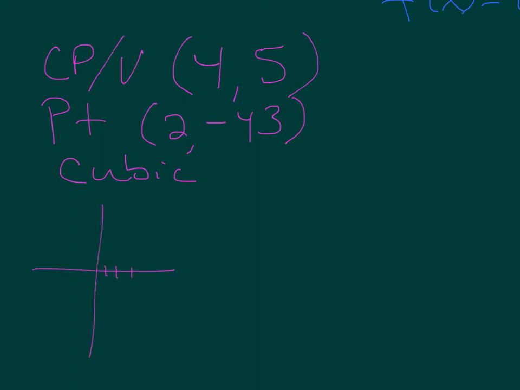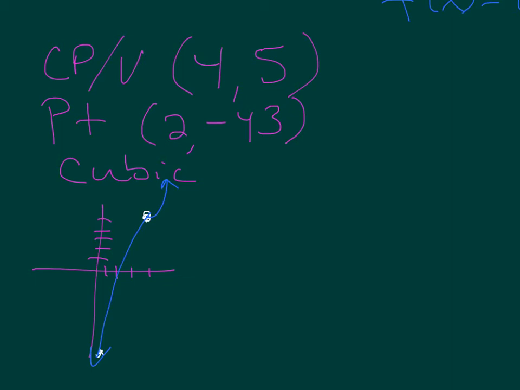So (4, 5), 1, 2, 3, 4, 1, 2, 3, 4, 5. So this point would be right here, and then (2, −43) would be maybe way down here. And then I already told you that it is a cubic equation, so we know that it's going to go through this way and back up this way, right? So that roughly is what our graph is going to look like.